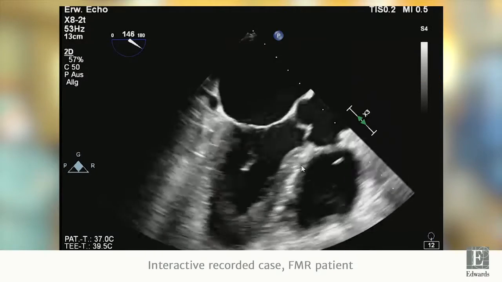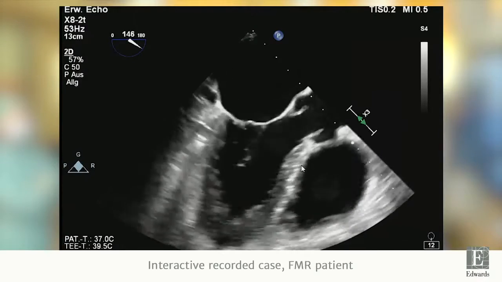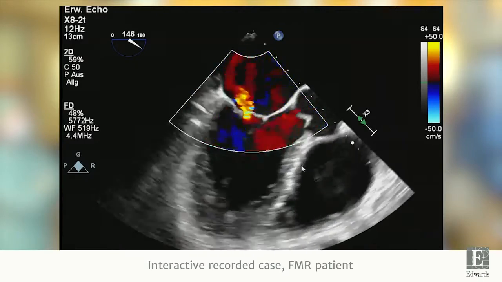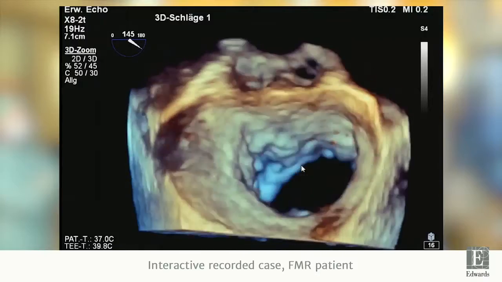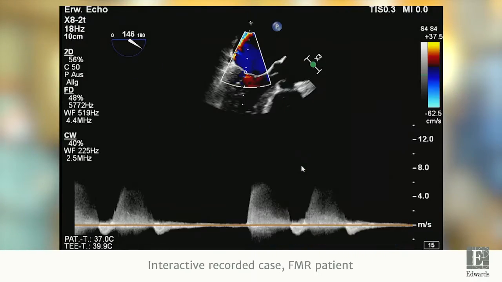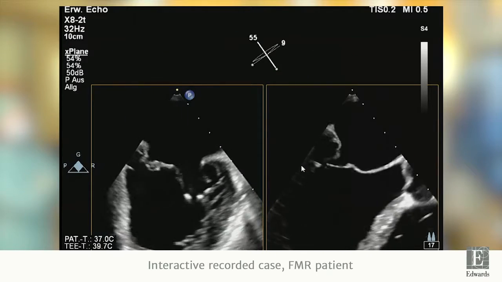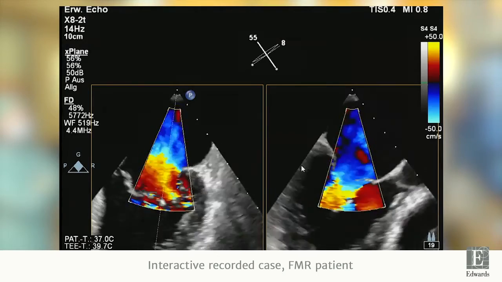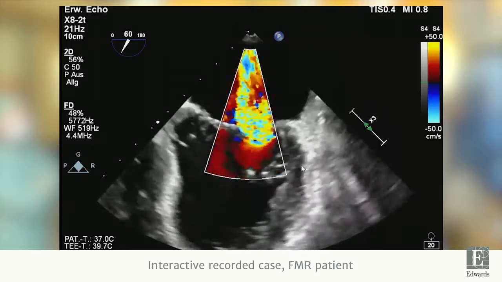On this long axis view you can see that this is clearly functional. There's a lot of tension on the secondary cords of the anterior leaflet and some pseudoprolapse of the anterior leaflet. And you can also see that the resulting MR jet is a little bit eccentric. So again, there are two defined coaptation defects, one in the more central portion of the valve, and then the second one at the lateral aspect of it.